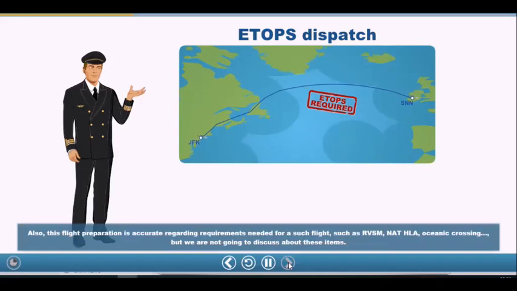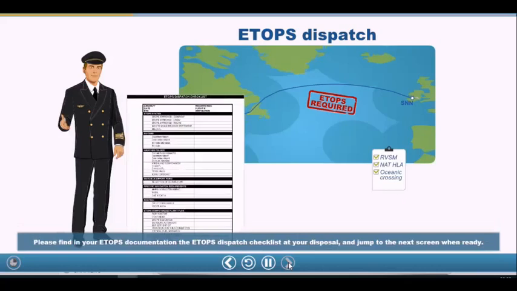Also, this flight preparation is accurate regarding requirements needed for such a flight, such as RVSM, North Atlantic high-level airspace, oceanic crossing. But we are not going to discuss these items. Please find in your ETOPS documentation the ETOPS dispatch checklist at your disposal, and jump to the next screen when ready.